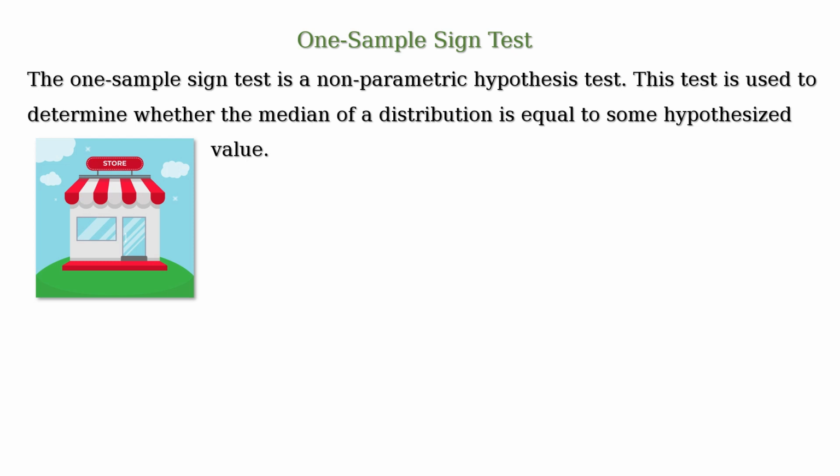The one-sample sign test is a non-parametric hypothesis test. This test is used to determine whether the median of a distribution is equal to some hypothesized value.